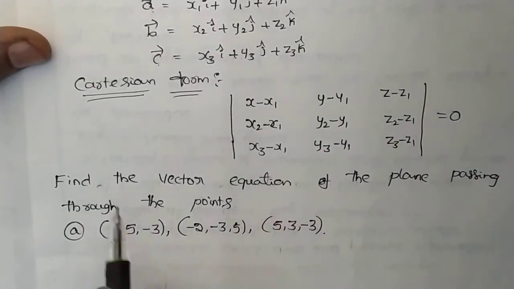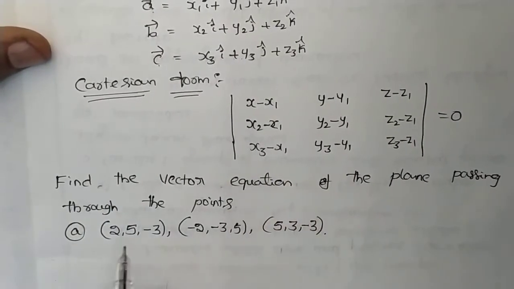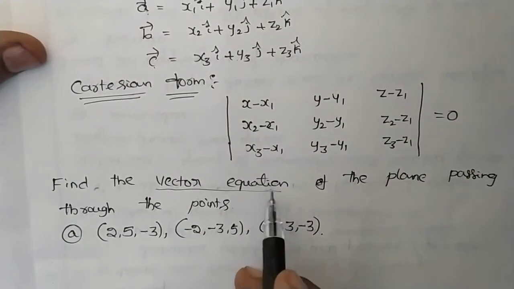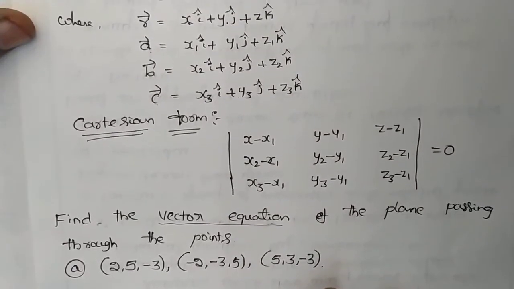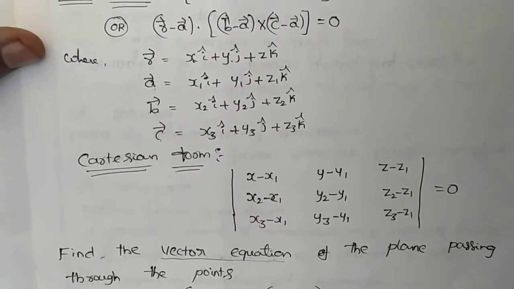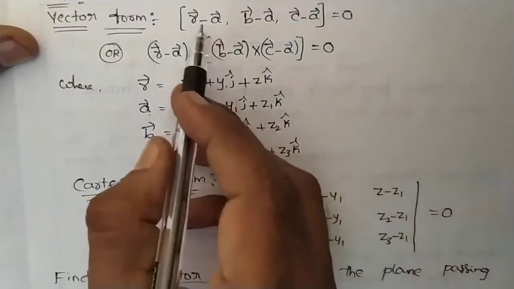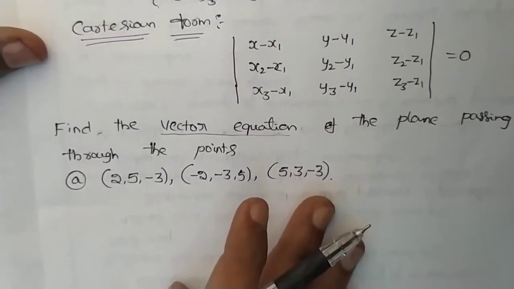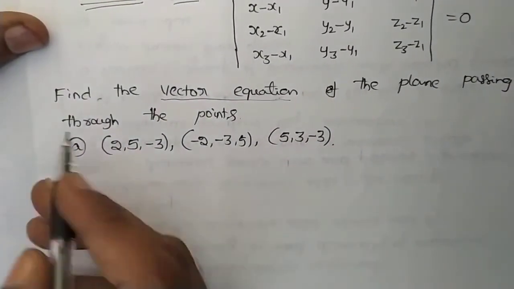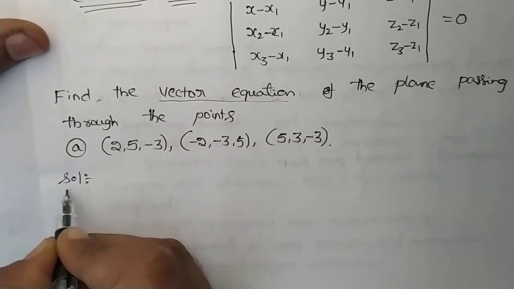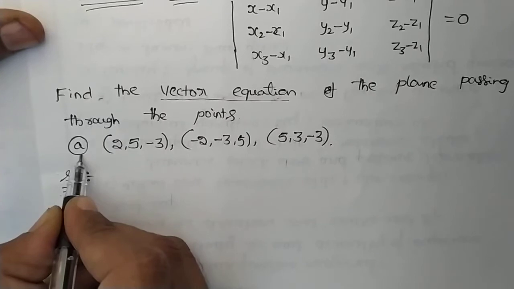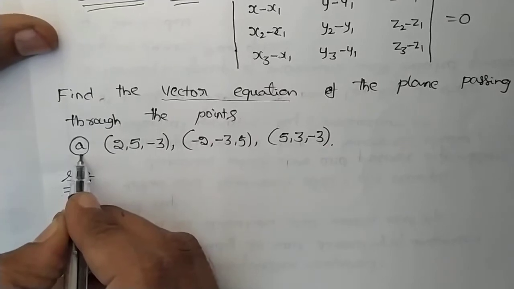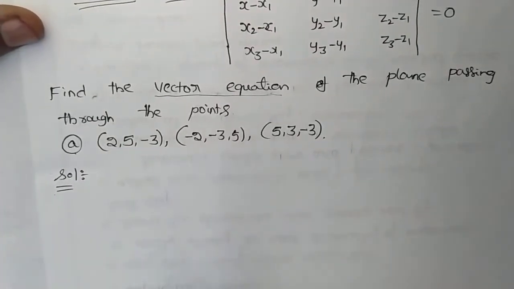Here we have the problem: find the vector equation of the plane passing through the points. We have to find the vector equation, so you have to recall the vector form: r minus a, b minus a, c minus a equals 0. Let us find the vector equation of this plane passing through three non-collinear points. Here we have sub-questions. I am going to solve the first question; the remaining questions you have to solve.